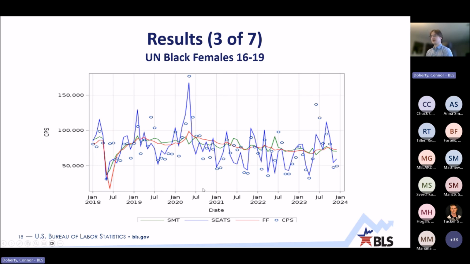If we compare that to green and red, green is the smooth sampling error model, and red is the forward filter sampling error model. So that's like the final step and partway through the process. And we can see if we follow those two, they're quite a bit smoother than the SEATS model. Generally, it's easier to see the trend, it's easier to interpret, and we'll see that throughout the rest of these plots.